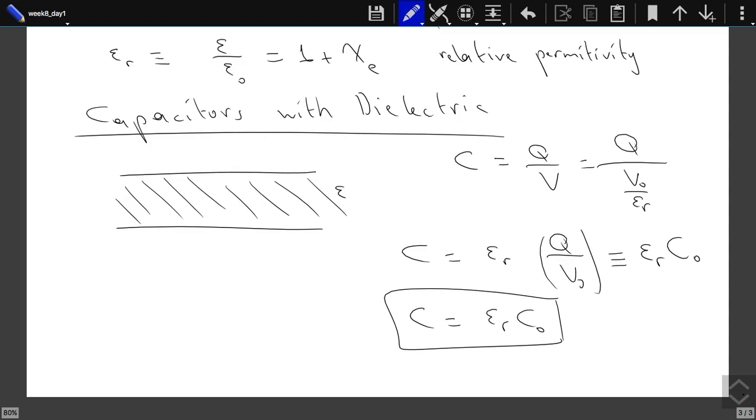But here, epsilon, at this point is epsilon 0, this is vacuum. Here I have a dielectric, it's epsilon, it's not constant. So how can I still use the same expression?